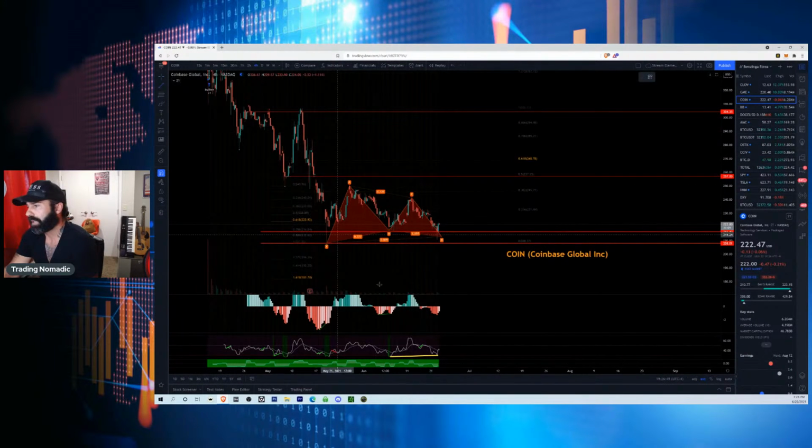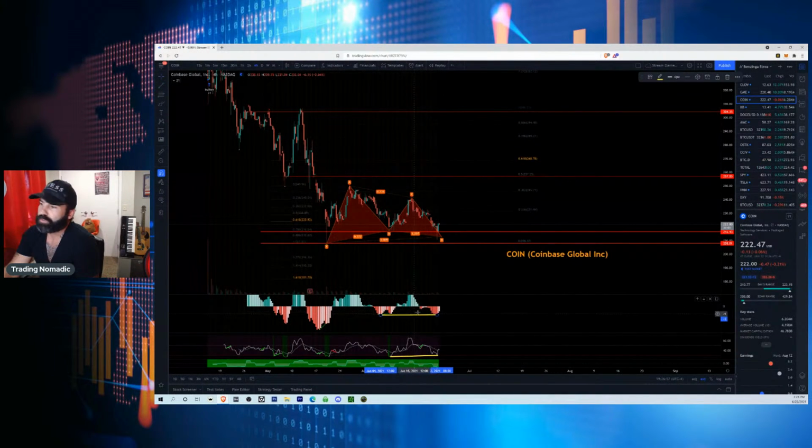Not so much help on the MACD. Actually, you could probably argue that this is class C bullish divergence. You've got the double bottom on the MACD, while at the same time you are making lower levels on the price. So this is what I'm keeping an eye on.